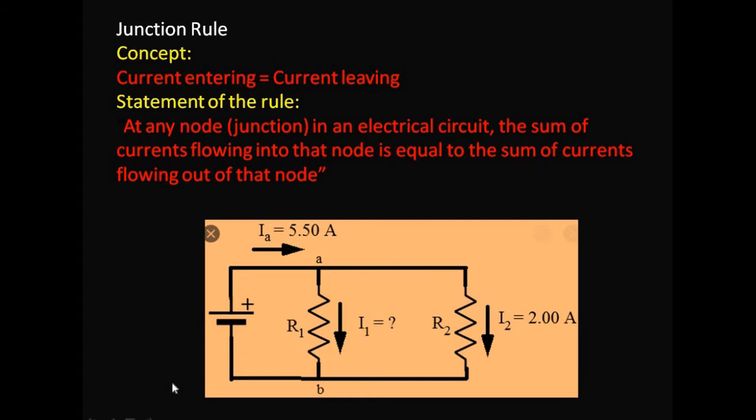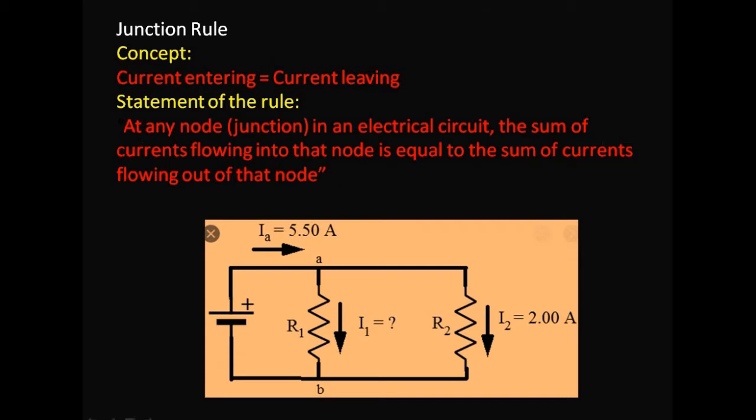Now the concept of the junction rule is that the current entering a junction in an electrical circuit is equal to the current leaving that junction. Now, in this particular context, what is the meaning of junction? In case of an electrical circuit, every single point can be taken as a junction. It may not be a point where several conductors meet. Of course, it's possible for several conductors to meet, and you will call it a junction, sure. But even if you take any other point in a circuit, you may consider it as a junction.